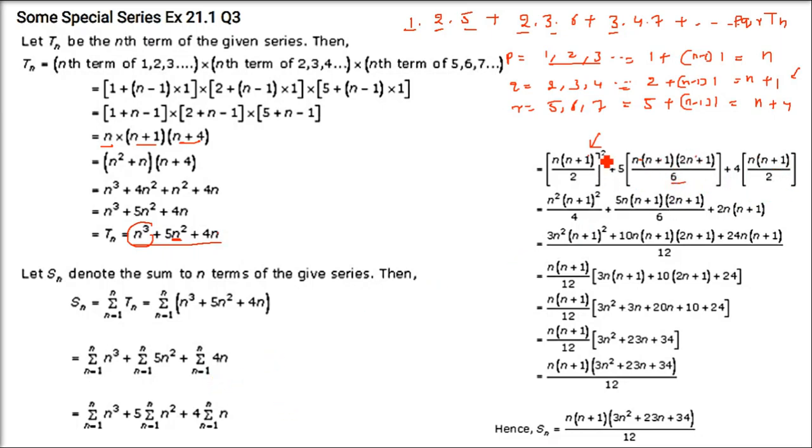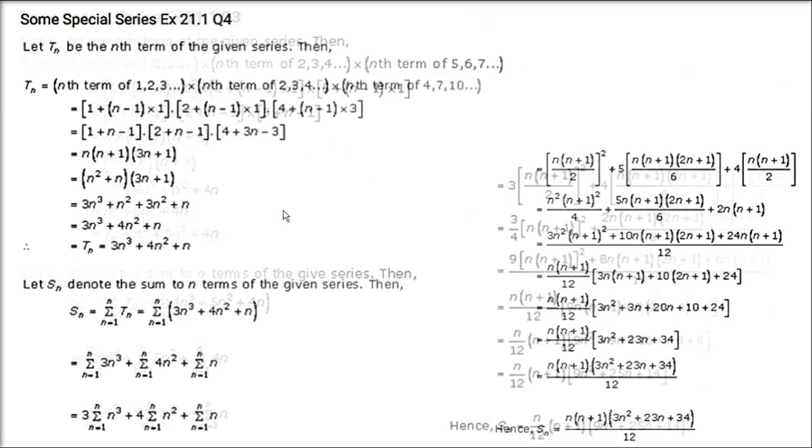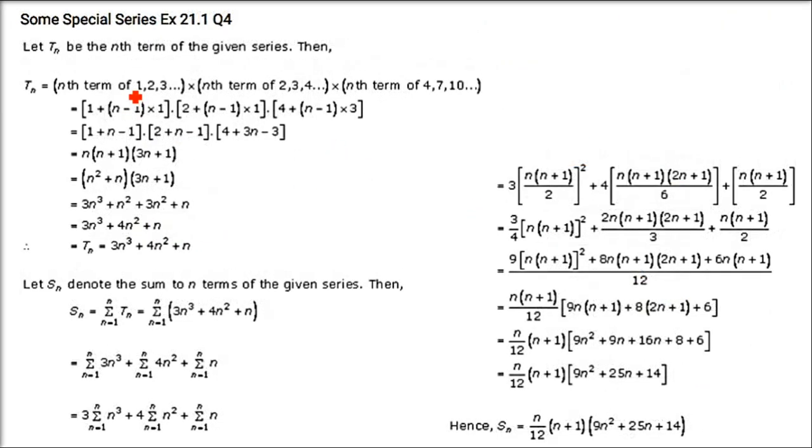Now I would like you to rearrange all this. Take whichever terms are common. You can take n into n plus 1 by 2 common if you want, and then you can multiply inside. And the final term is in front of you, n into n plus 1 into 3n square plus 23n plus 34 by 12. Now, I hope that you will be able to multiply all this. The logic I told you, the computation is in front of you.